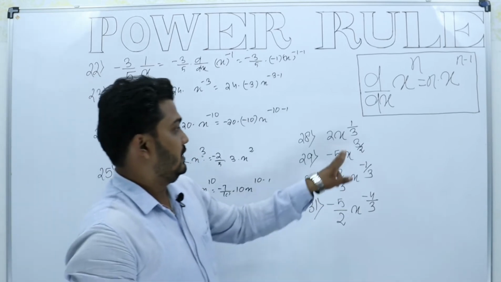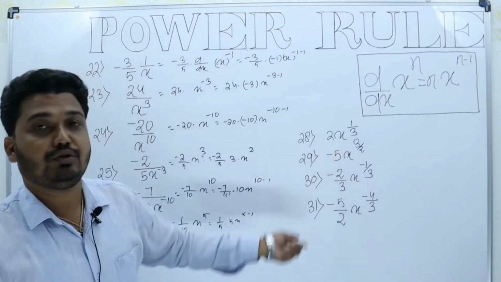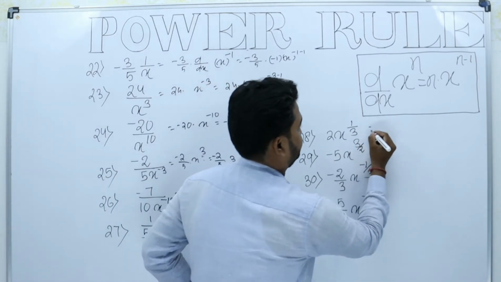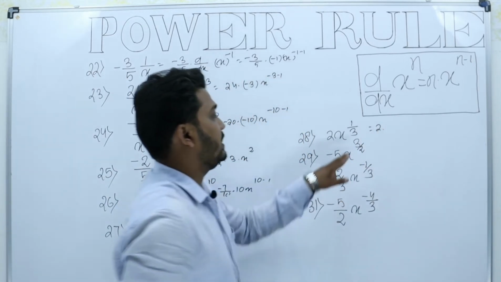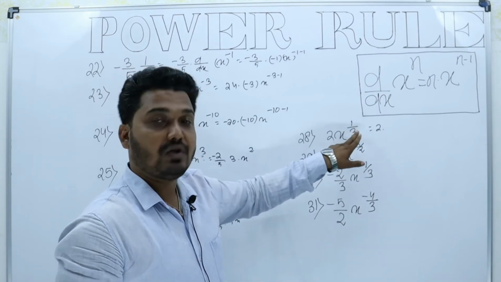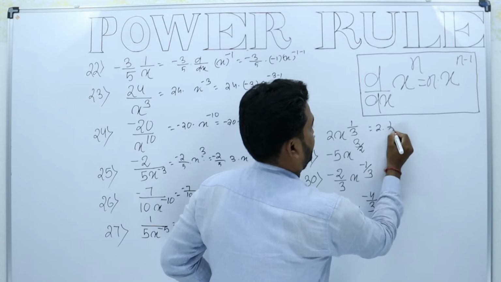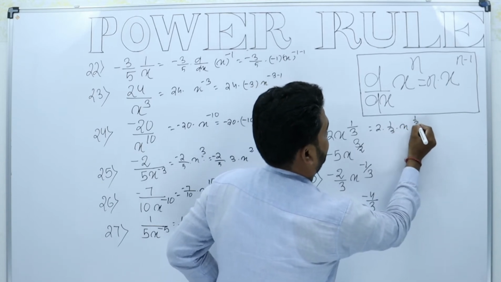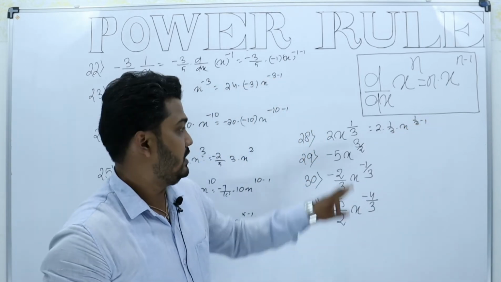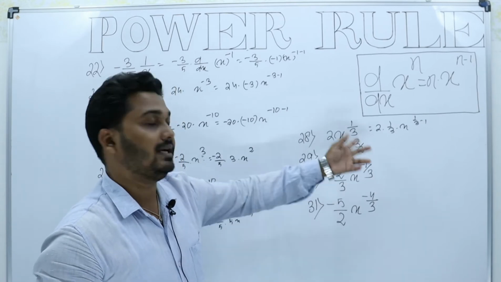Now 2 x to the power 1 by 3. So 2 remains same. X to the power 1 by 3. Power is 1 by 3. So in the next step 2 into 1 by 3 x to the power 1 by 3 minus 1. Here, minus 5 x to the power 3 by 2.